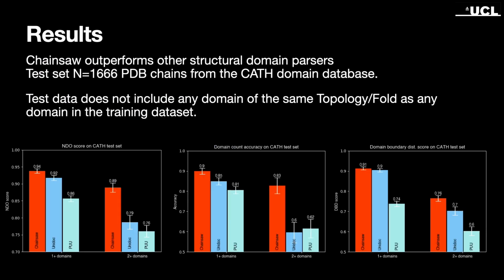So to show some results, we benchmarked against other leading methods for domain prediction, and we showed that Chainsaw outperformed all of these methods even when predicting on a novel test set which is non-redundant in the sense that there is no domain in the test set that shares a topology or fold with any domain in the training data, and we used the CATH domain assignments to establish our ground truth.